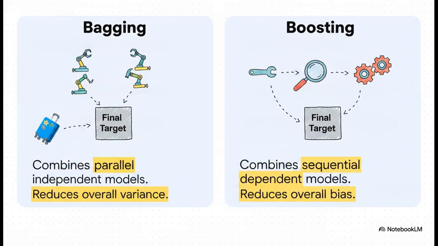Bagging, which is short for bootstrap aggregation, builds multiple independent models completely in parallel. It gives every model an equal vote, and the goal is to reduce the overall variance. Boosting, on the other hand, builds models sequentially.